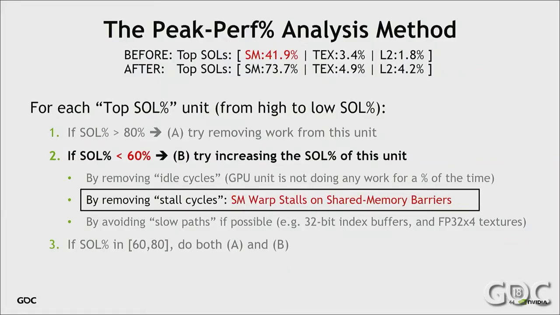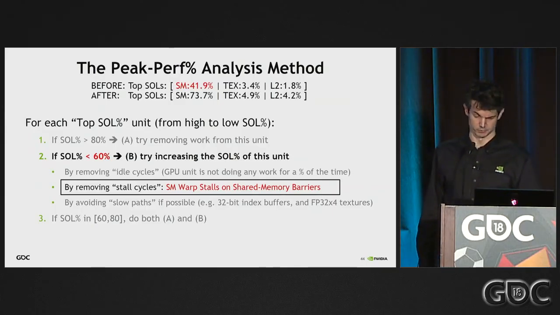Now, in terms of the method, we found the top SOL unit was the SM doing poorly, lower than 60% SOL percentage, and the reason for that was stall cycles. So there were stalls on shared memory barriers.